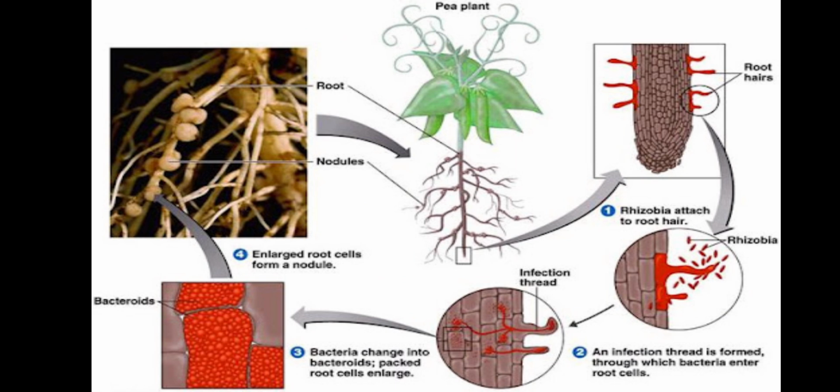So the first step is the rhizobia attached to the root hair, and the second step is an infection thread formed through which bacteria enter root cells. The third step, bacteria change into bacteroids. The packed root cell enlarges, and these enlarged bacteria are named bacteroids, and this enlarges the root cells, forming a nodule in the roots. So this is an example of a pea plant showing the root and the root nodules.